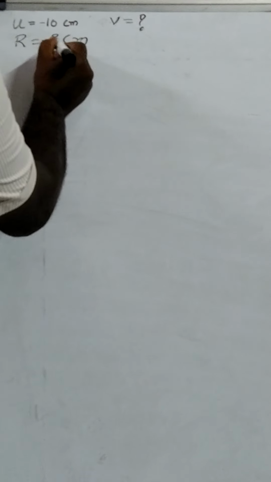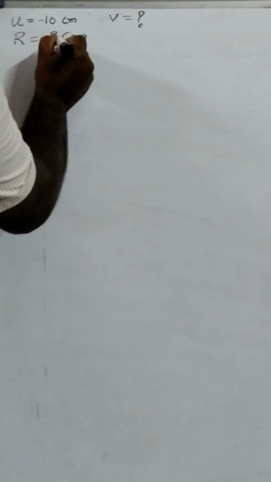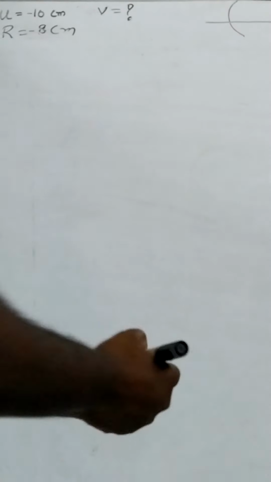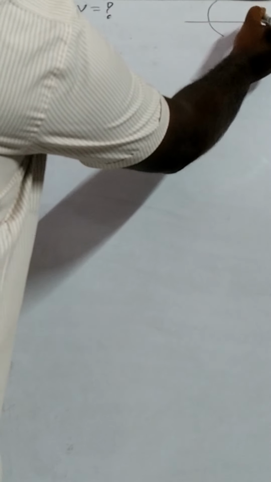We have to find the image distance V. Now see, we have to follow the sign convention principle. Let this be a concave mirror. This is the principal axis. So here the object is kept in front of the concave mirror at a distance of 10 centimeters.